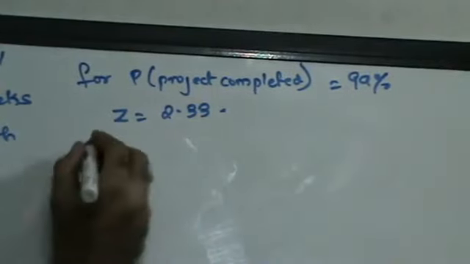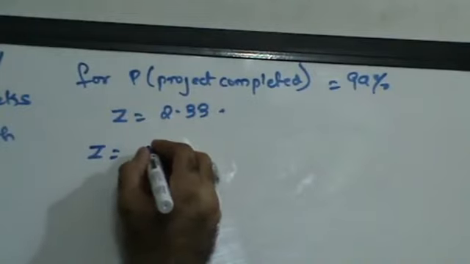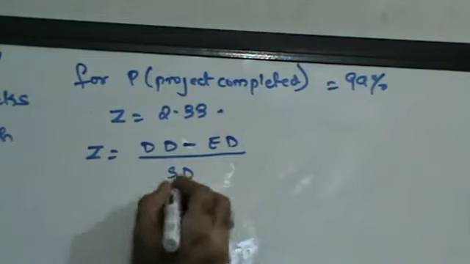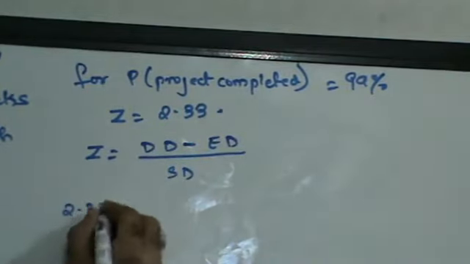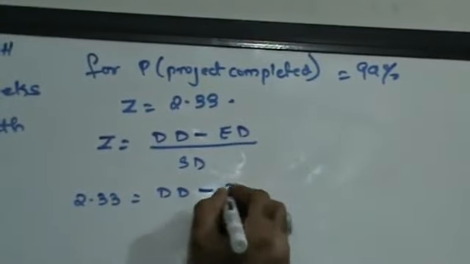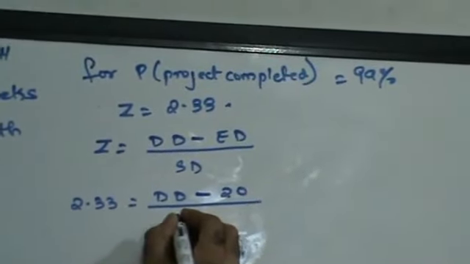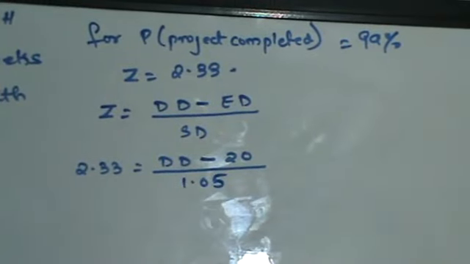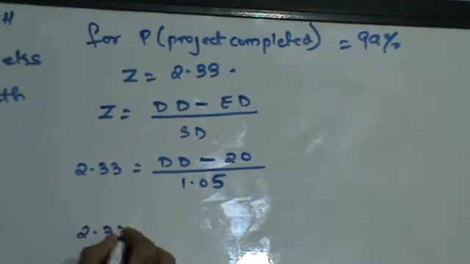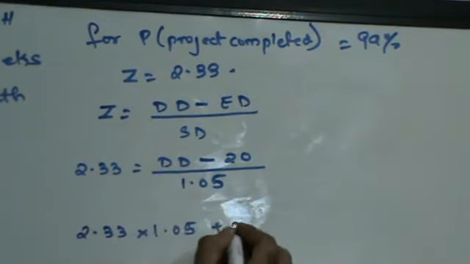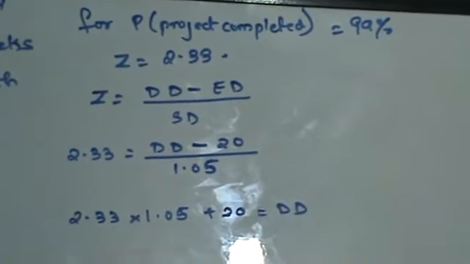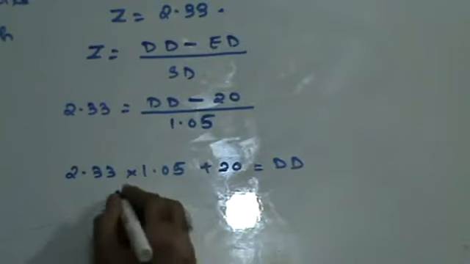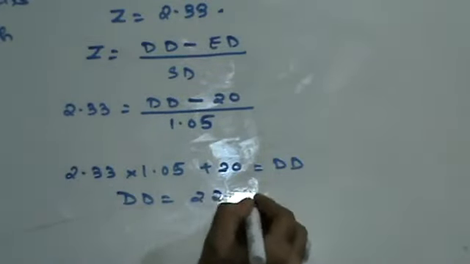But we know that Z is equal to the due date minus the expected date, upon the standard deviation. So 2.33 is the due date minus the expected date of 20 weeks, upon a standard deviation of 1.05. Hence 2.33 into 1.05 plus 20 will give you the due date. When you multiply this, you get 22.45. The due date is 22.45 weeks.